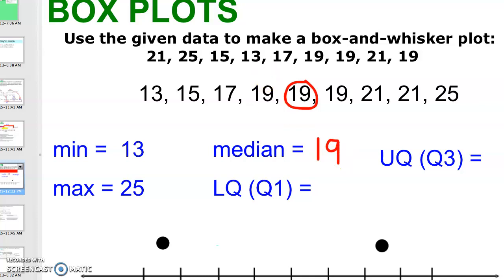Okay. So I'm going to go ahead and put a dot, or no, I'm sorry, I put a line at 19. I did not mean to put a red line. That's okay. So that's my median.